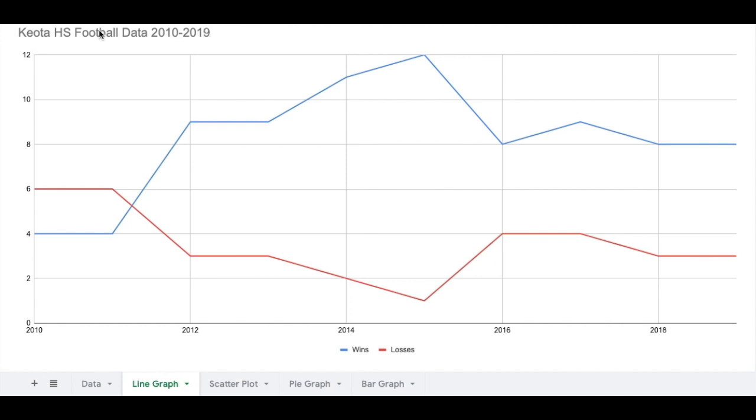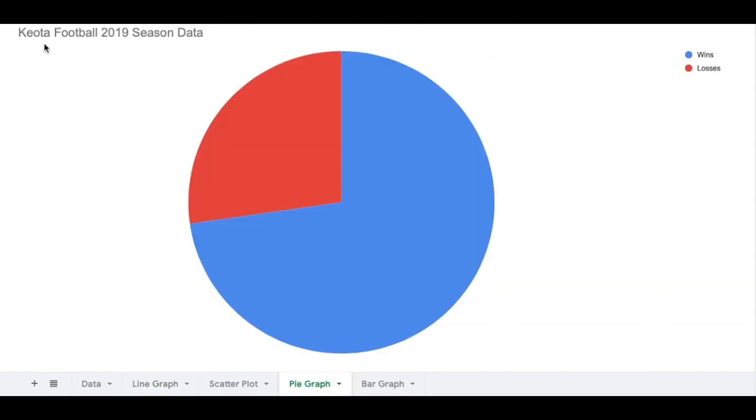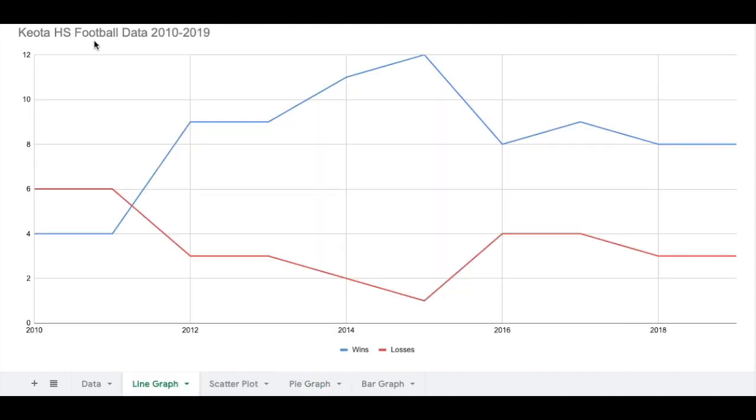So if you look at this graph and the name compared to our pie graph, this is just the 2019 season, whereas the line graph is 2010 to 2019. So that's why you need to check and make sure you're looking at the proper chart or graph.